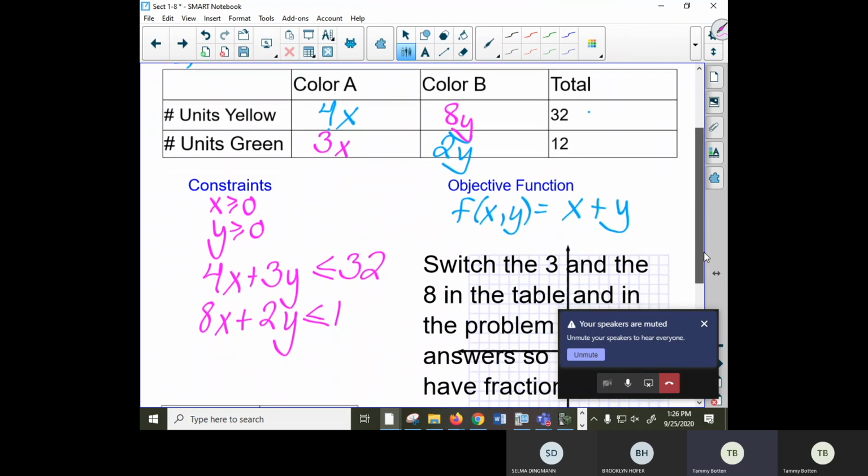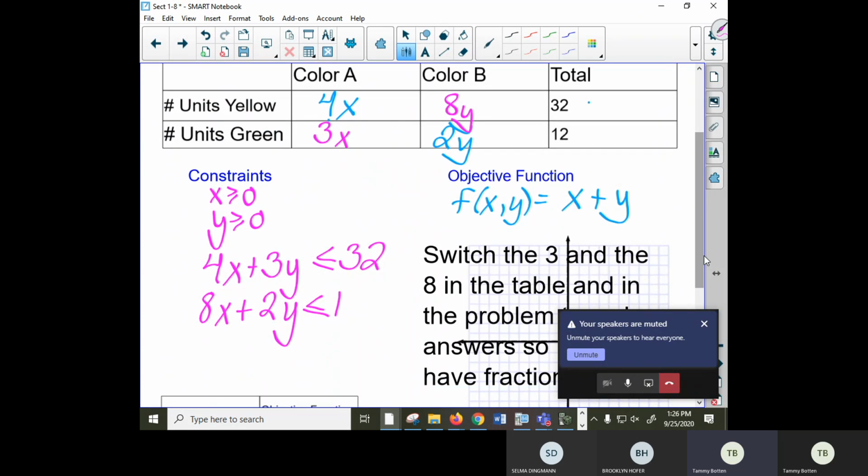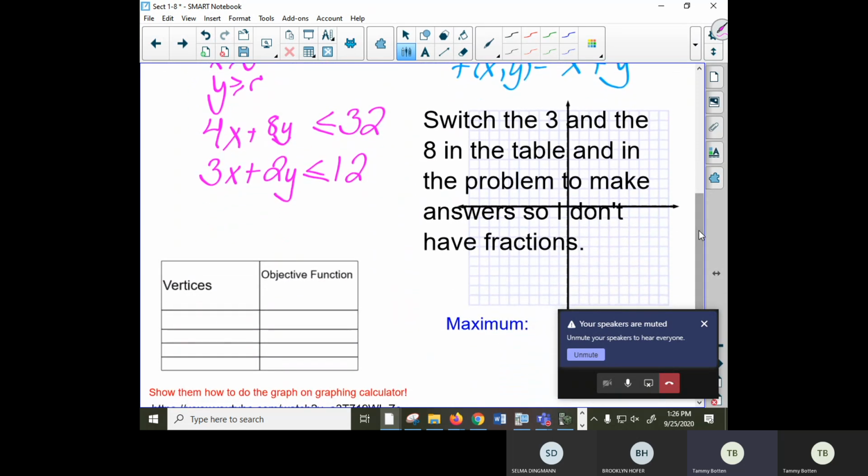But in that way then, this is going to be an 8y and this is going to be a 3x. So basically we just switch this 8 and 3. And like I said, it's just the way you set up the problem. And I didn't switch it in my notes.